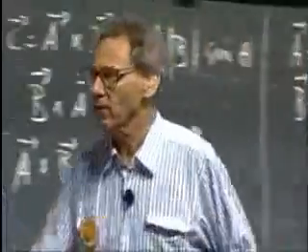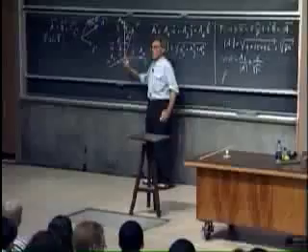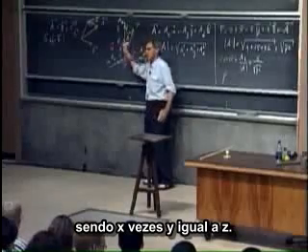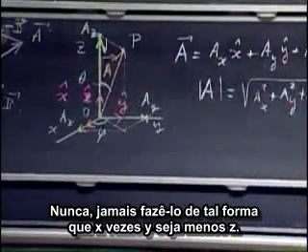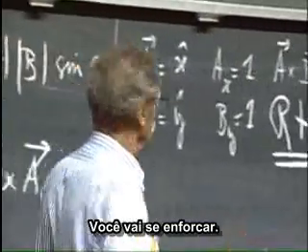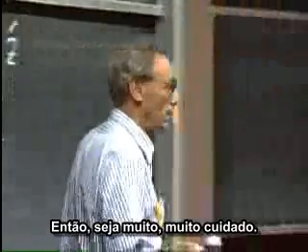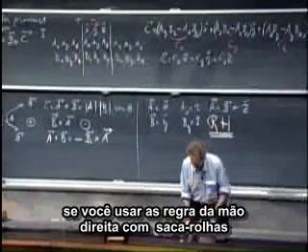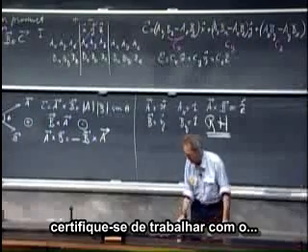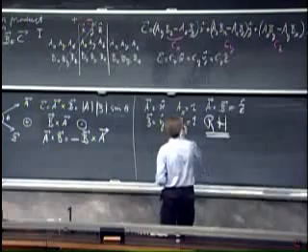So whenever you get in the future involved with cross products and torques and angular momentum, always make yourself an x, y, z diagram for which x cross y is z. Never, ever make it such that x cross y is minus z. You're going to hang yourself. Because for one thing, that wouldn't work anymore. So be very, very careful. If you use the right-hand corkscrew rule, make sure you work with the right-handed coordinate system. All right.